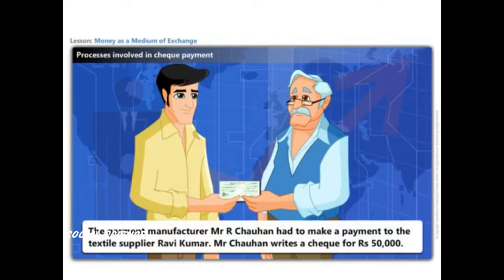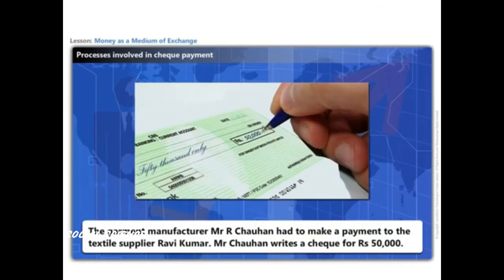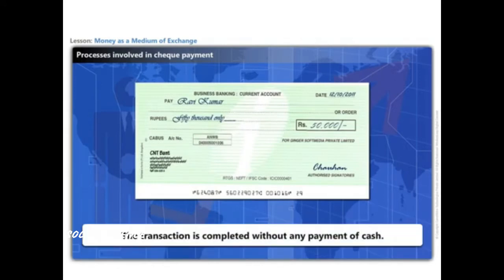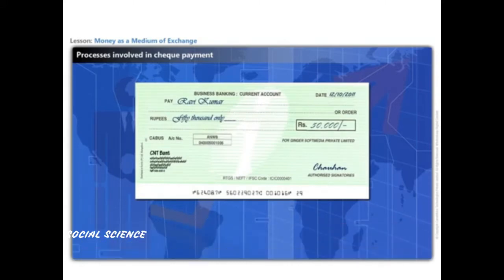The garment manufacturer Mr. R. Chauhan had to make a payment to the textile supplier Ravi Kumar. Mr. Chauhan writes a check for ₹50,000. The amount is transferred from Mr. Chauhan's account to Ravi Kumar's account in a couple of days. The transaction is completed without any payment of cash.